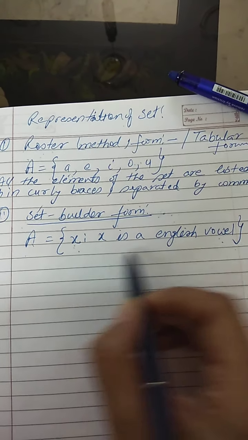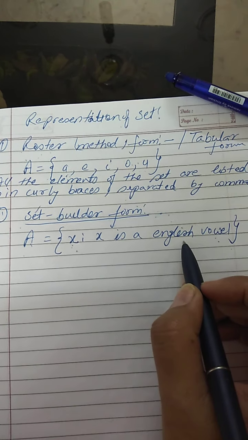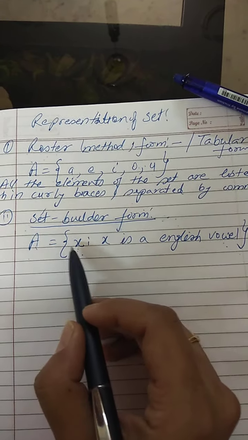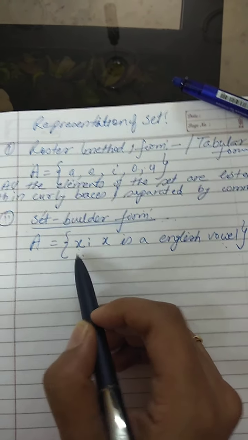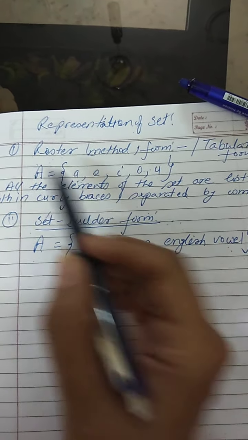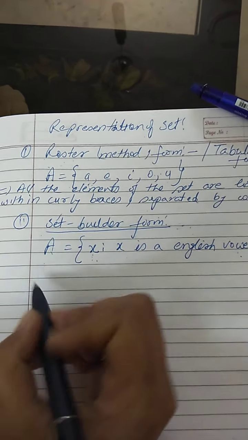When I read this, all X such that X is an English vowel, automatically all the English vowels will come to my mind. So this X can be A, E, I, O or U. So all those elements are here. The same set, this is the roster form, we are writing in the set builder form.